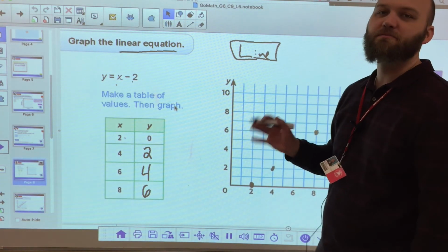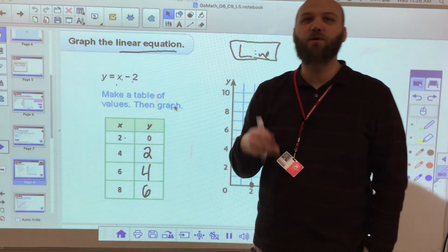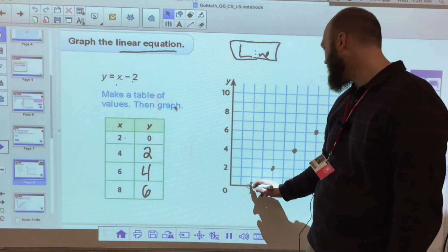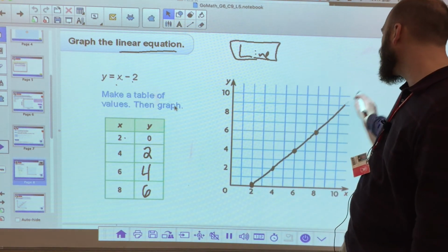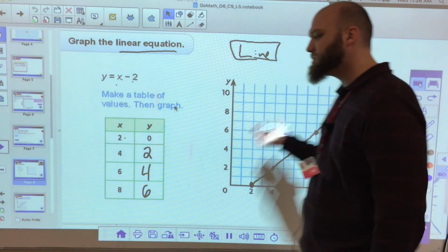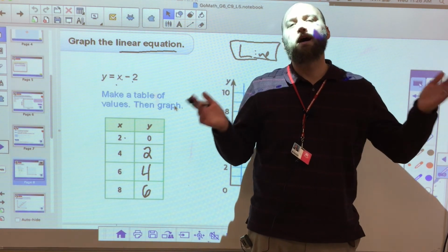The easiest mistake in the world to make is to flip those two, putting your x coordinate on your y and your y coordinate on your x. Please just take your time and make sure that you're doing it correctly, and you can double check your work because you should have a straight line. Okay, so a linear equation is just taking the equations that we have, and when I graph them, I end up with a straight line.